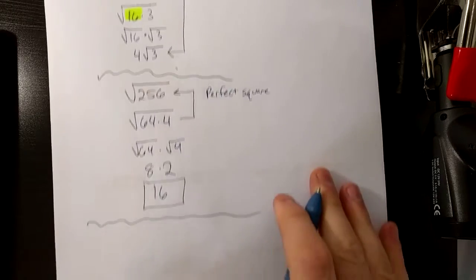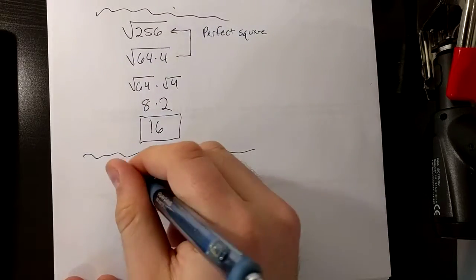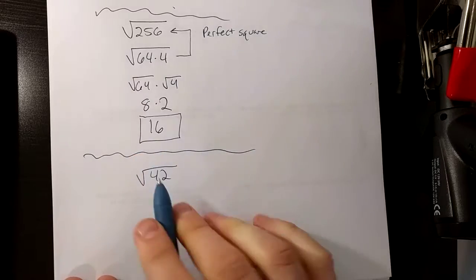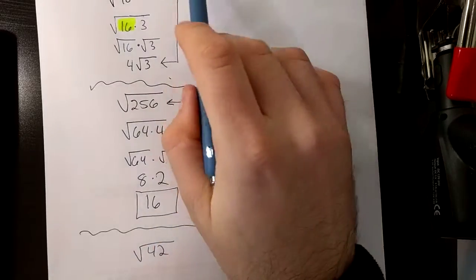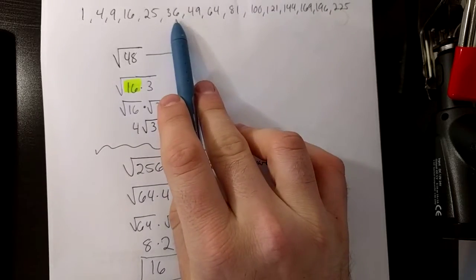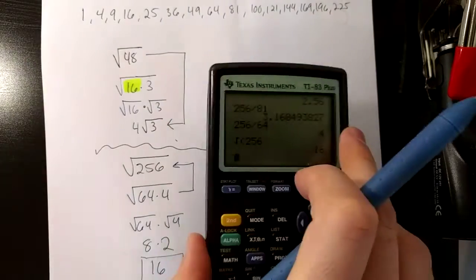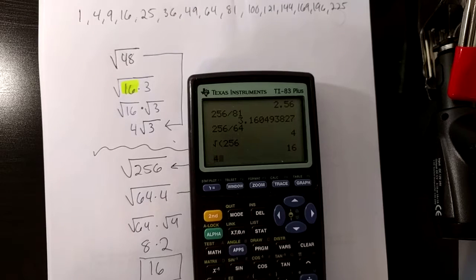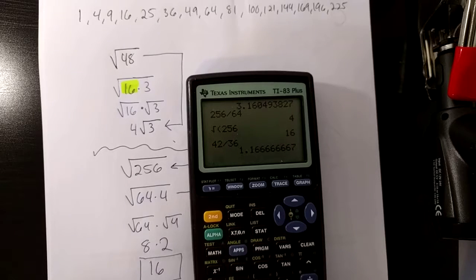Let's do one more example. The square root of 42. 42 lies in between 36 and 49 on this number line. So I'm going to start with 36. Start dividing. So 42 divided by 36, I get 1.16 repeating. Not gonna work there. 42 divided by 25, 1.68. Not an integer number. 42 divided by 16.